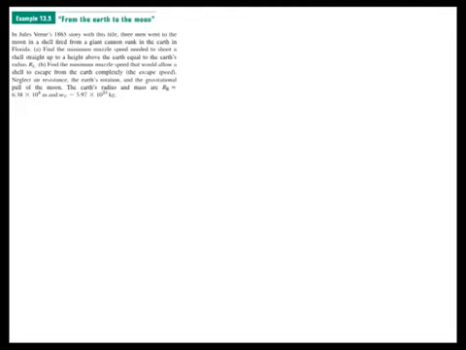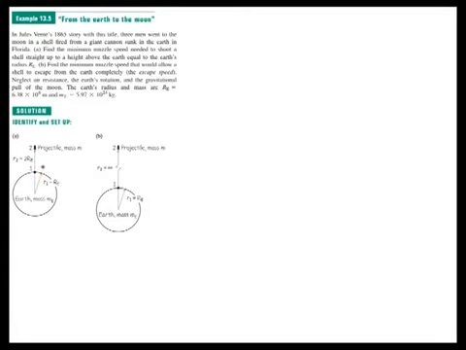In example 13.5, we're going to find the minimal muzzle speed needed to shoot a shell straight up to a height above the Earth that's equal to the Earth's radius, as shown in this leftmost diagram. So the shell starts on the surface of the Earth, which is a distance RE from the center, then it ends up in this final position, which is a distance of 2RE from the center.